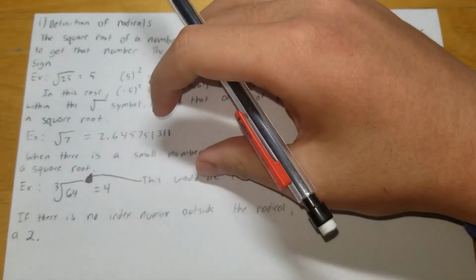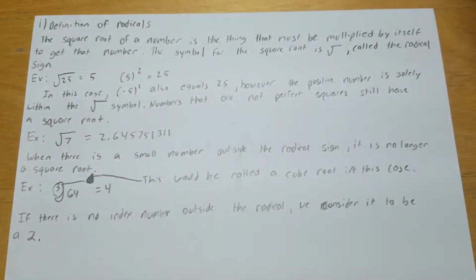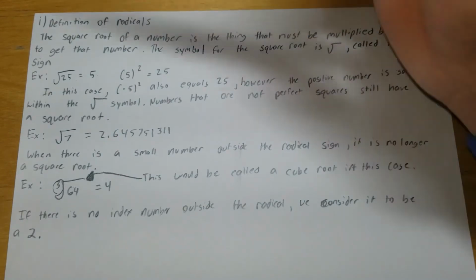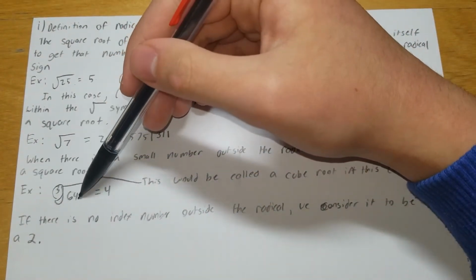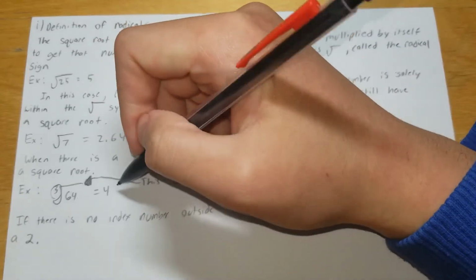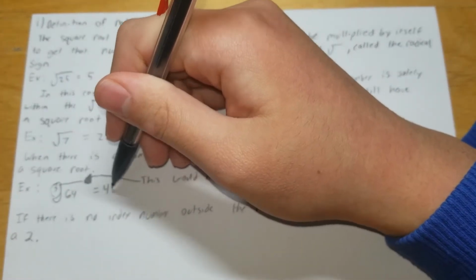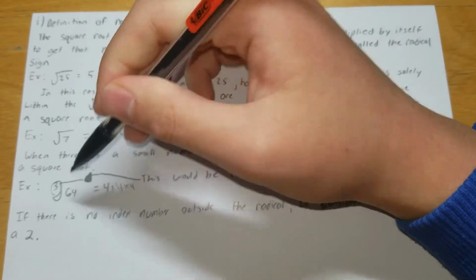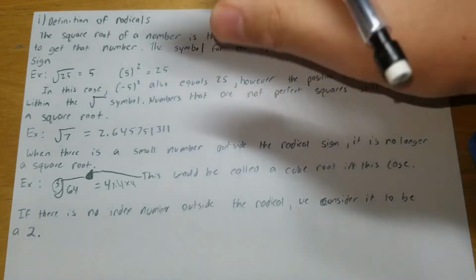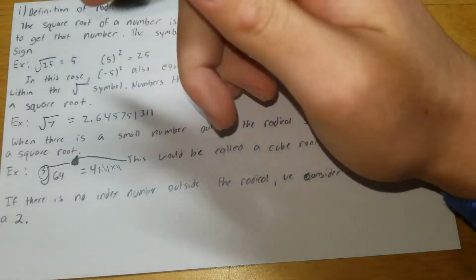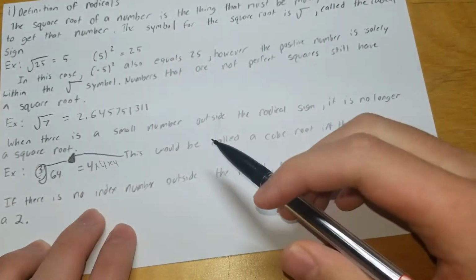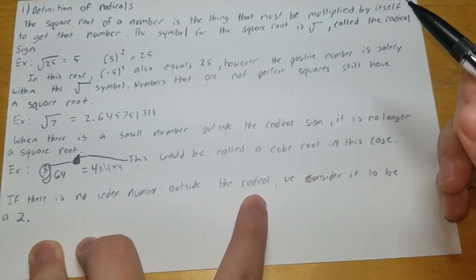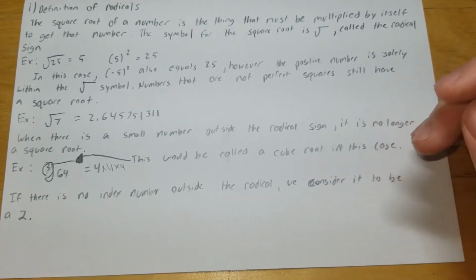When there is a small number outside the radical sign, it is no longer called a square root. So say, for instance, there is a 3 outside the radical sign. This would be called a cube root. So the cube root of 64 is 4, and this makes sense because 4 times 4 times 4 equals 64. And one last thing: we call the number outside the radical the index. If there is no index number outside the radical, we consider it to be a 2.